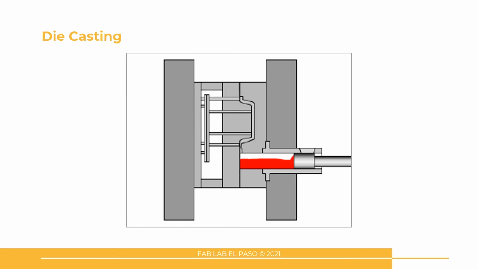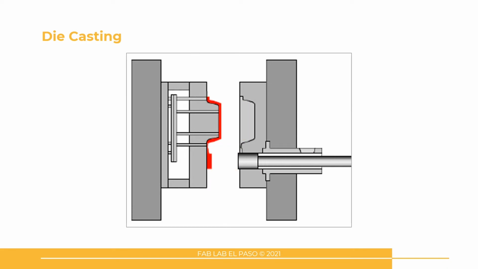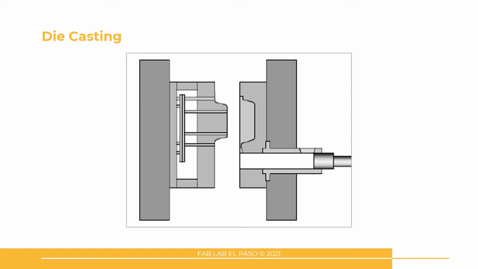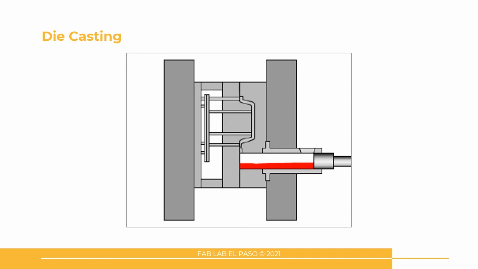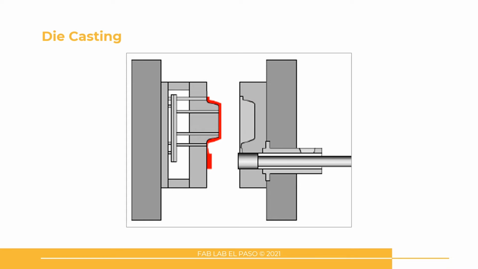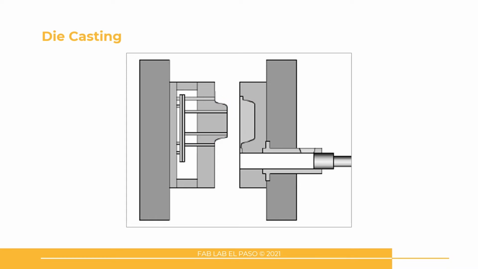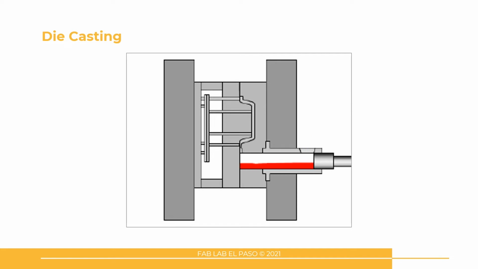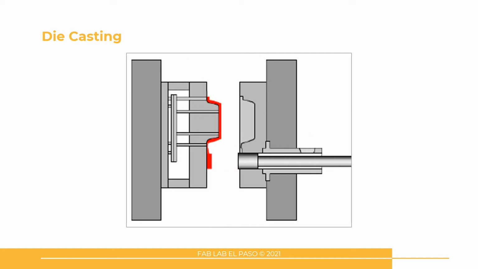Die casting is the first form of metal manufacturing on our list. Molten metal is fed into the die and compressed. After the metal cools and solidifies, the die machine ejects the final product. Die casting produces highly accurate parts every time. This manufacturing method is ideal for high volume production.